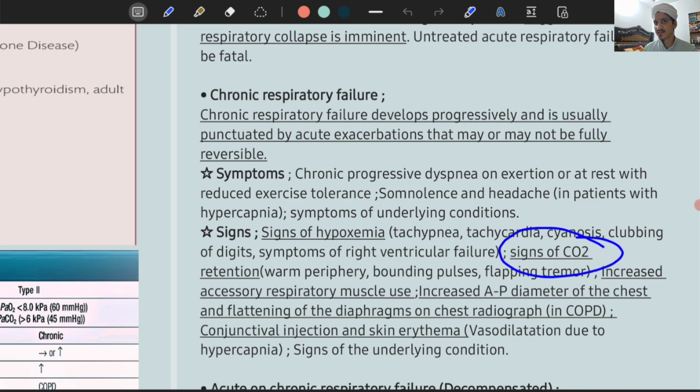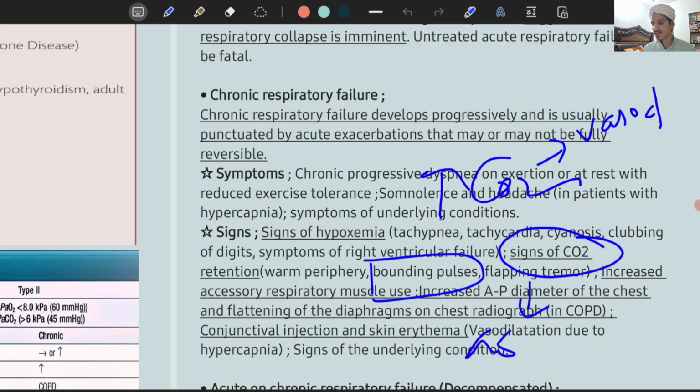What are the initial signs before going on to changes in the mental state? You will have bounding pulses. This is because of increased carbon dioxide levels in the body, which cause vasodilation, and because of vasodilation there will be increased pulse pressure. Because of increased pulse pressure, there will be bounding pulses, and a flapping tremor will be there, also known as asterixis. What is asterixis? Ask the patient to extend the hands forward and press the palms like this. Then you will see flapping like this. That is nothing but asterixis, or flapping tremors.